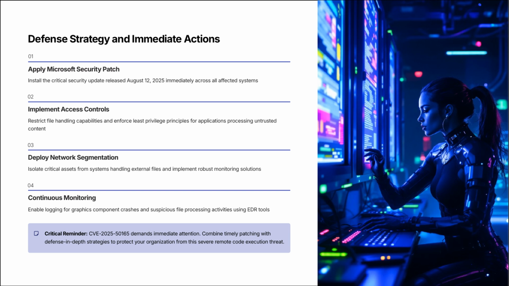On this slide, we'll focus on the defense strategy and immediate actions we can take to counter the threats discussed in the previous slide. First and foremost, it's vital we apply the Microsoft Security Patch. Released on August 12, 2025, this critical security update should be installed immediately across all affected systems. The second point to note is the implementation of access controls. By restricting file handling capabilities and enforcing the principles of least privilege for applications processing untrusted content, we can significantly enhance our security posture. Thirdly, we should consider deploying network segmentation. This means isolating critical assets from systems that handle external files and implementing robust monitoring solutions.